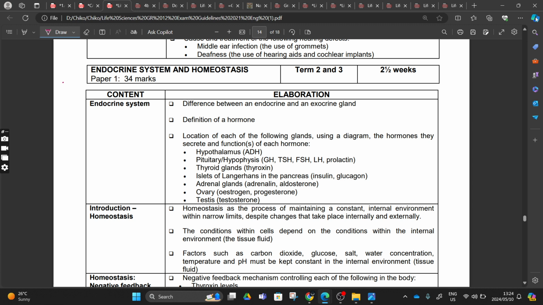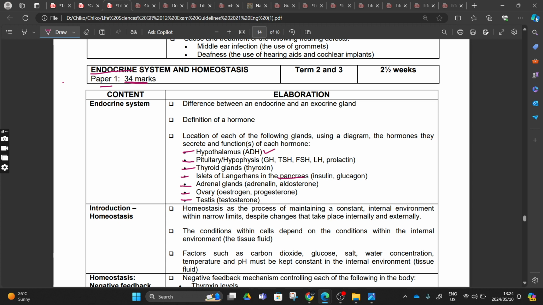We are still under the endocrine system. Paper 1, you can also see, is 34 marks. These 34 marks won't be as hard or as piled up as the previous one, which was 54. Here even the information has to be repeated, so that when you learn it you understand it. This is an understanding part. We now understand that we have the hypothalamus, the pituitary gland, the thyroid gland, the islets in our pancreas, the adrenal glands, the ovary and the testes, and the hormones that are produced and the functions of these hormones.